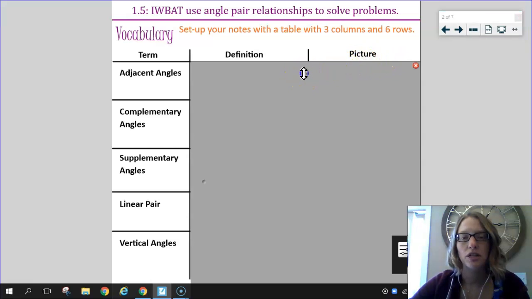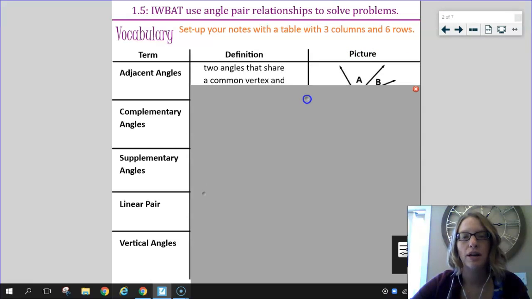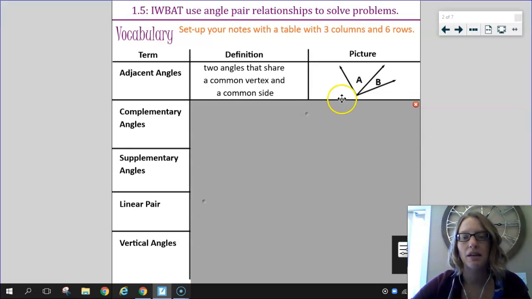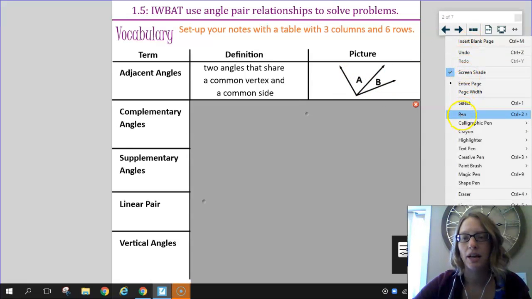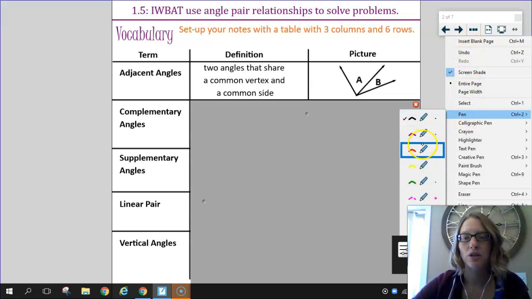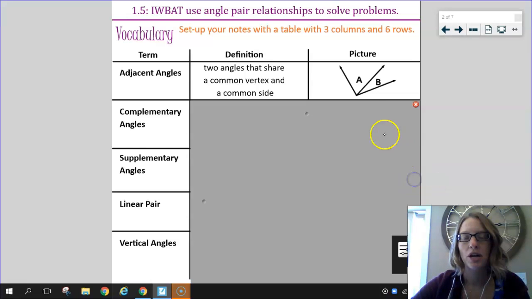Our first definition is for adjacent angles. Adjacent angles are any 2 angles that share a common vertex and a common side. Here, our adjacent angles are A and B. Another way of thinking about adjacent angles is they're any 2 angles that are neighbors with each other. So A and B are neighbors with each other because they share this side in common as well as the common vertex.